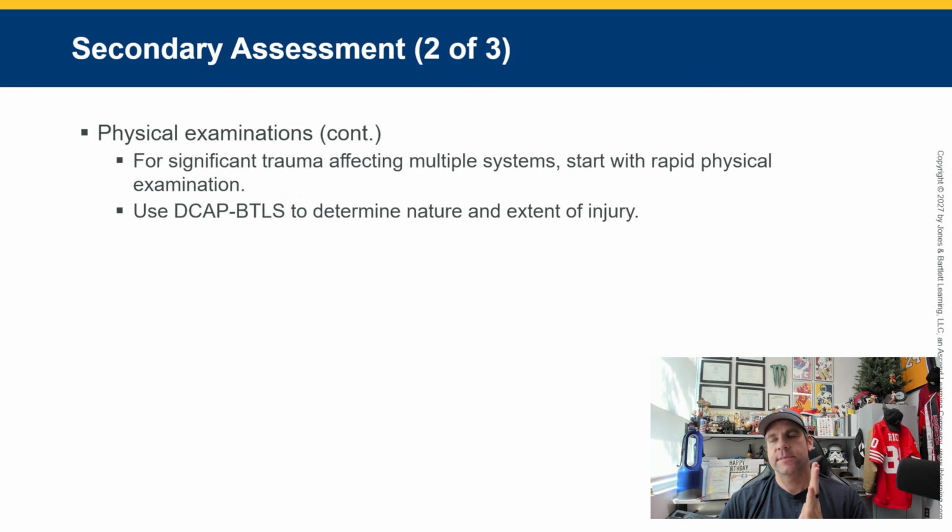Now, a significant mechanism requires a slightly different approach, right? So, blunt trauma, gunshot wound, major fall, high energy collision, that could affect multiple body systems. So you shouldn't just be focused on the one bad looking trauma, so to speak. You need to still focus on the entire body because there could be multiple different types of significant injuries. It's what we call a distracting injury.